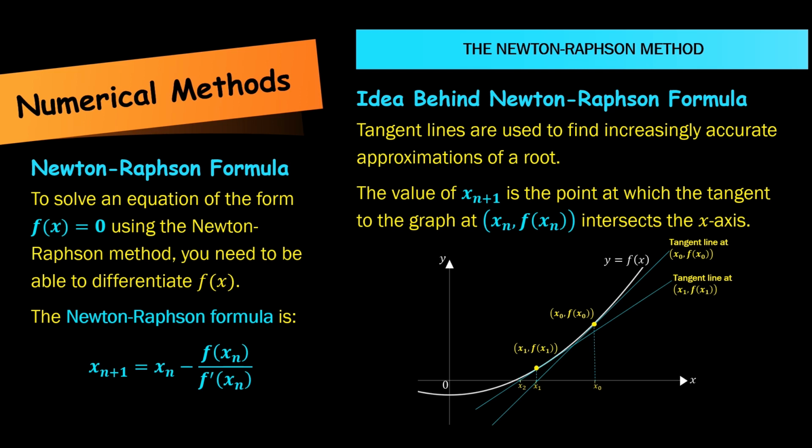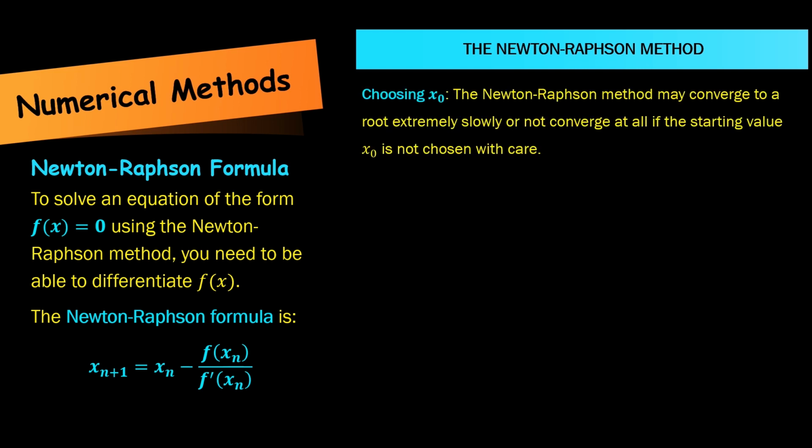And then we consider the tangent at this point, x2, f of x2, and so on. As you can see, these points are gradually converging towards a root, or the point at which f of x equals 0. However, we do have to be careful when choosing x0. The Newton-Raphson method may converge to a root extremely slowly or not converge at all if the starting value x0 is not chosen with care.